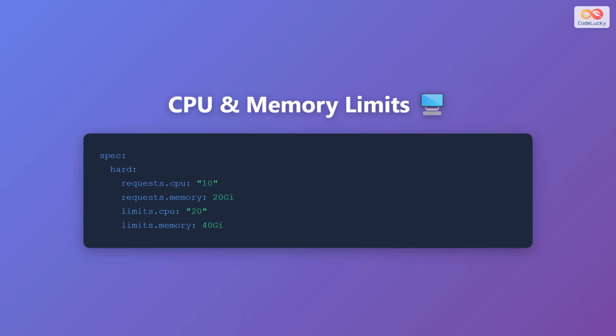To limit CPU and memory, you specify 4 key values in the hard section. requests.cpu defines the total CPU that can be requested across all pods, for example 10 cores. requests.memory sets the total memory that can be requested, such as 20 gigabytes. limits.cpu caps the maximum CPU that can be used, like 20 cores. limits.memory restricts the maximum memory usage, for instance 40 gigabytes.